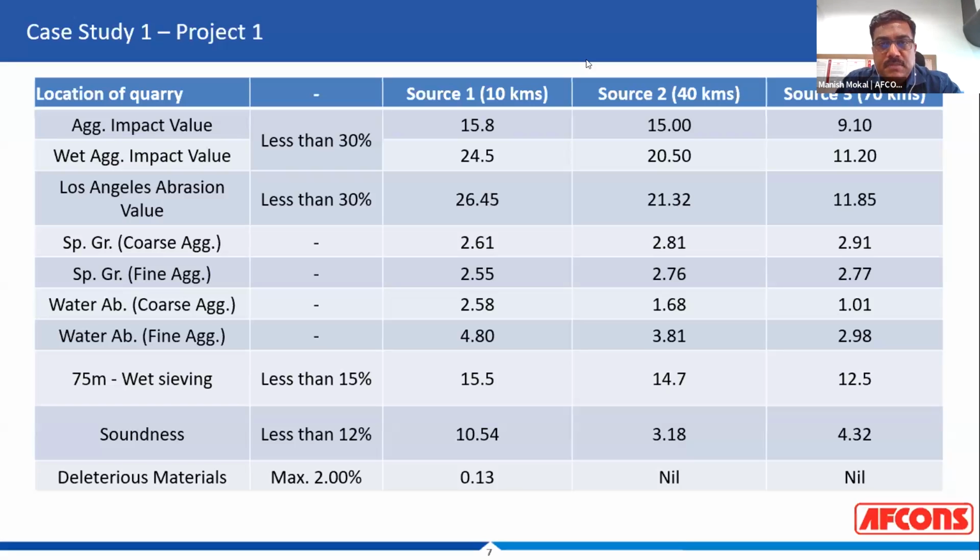Now, if we look at all the parameters of the three sources, you will find that more or less they are all qualifying to the requirement of IS 383. But quickly, if you see, the specific gravity of source 1 is 2.61, whereas that of source 3 is 2.91. If you look at the water absorption for the fine aggregate, it is 4.8, very high here. Here it is around 3, substantially lower. Soundness, here it is in the range of 3 and 4, whereas for source 1 it is 10. They are all passing the requirements of 383, but there is a big variation.